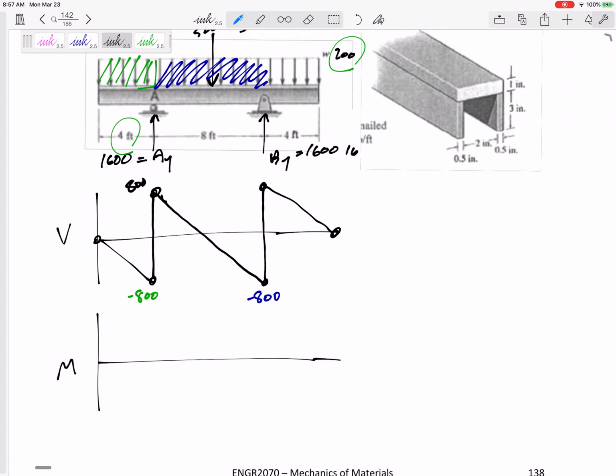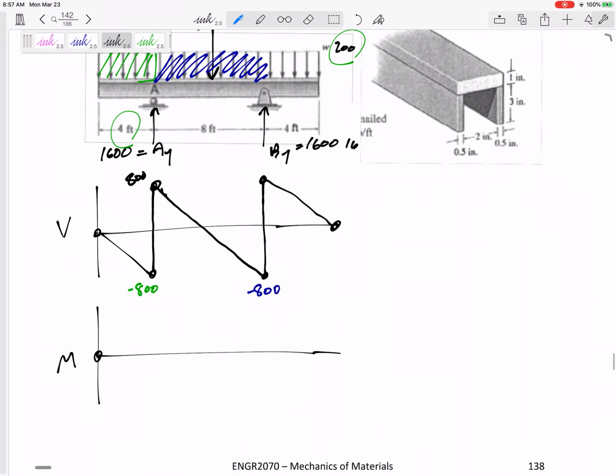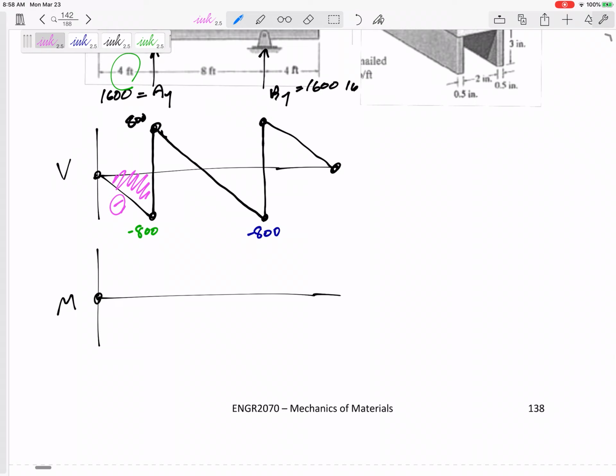Now the moment diagram. 3 things I'm looking for. I'm looking for a concentrated moment, an applied moment, an external moment, a moment that's drawn on there. There's none in this problem. But then I'm also looking for the area under the curve, and V is the slope of M. So first of all, this area under the curve would be a negative area of 1/2 base times height, so 1/2 times 4 times 800. That would bring me down here to negative 1,600 pound-feet. How would it get there?